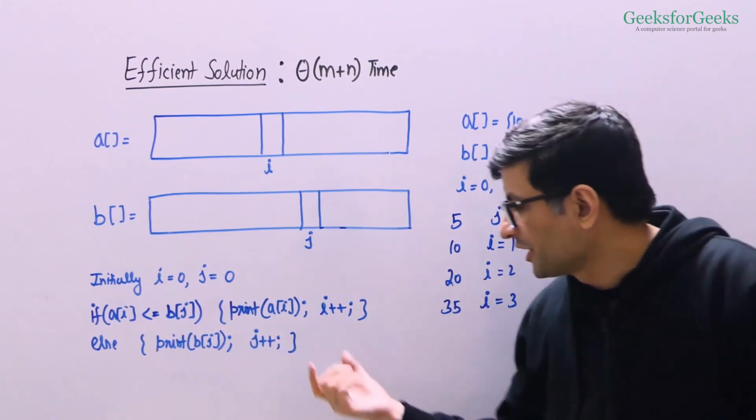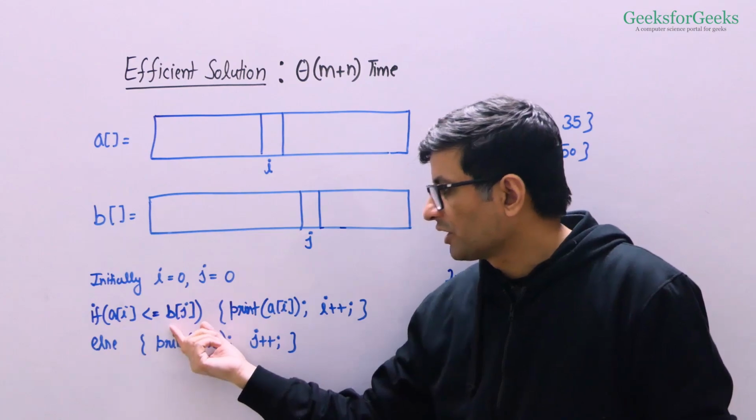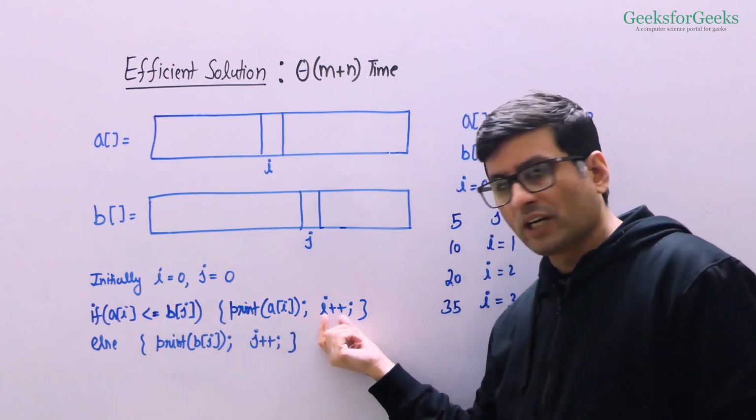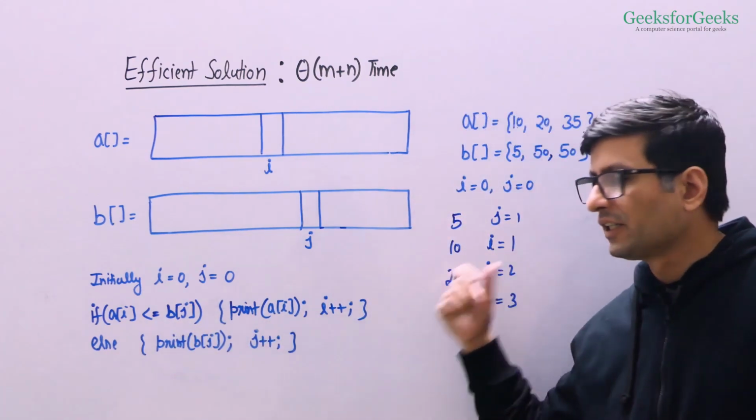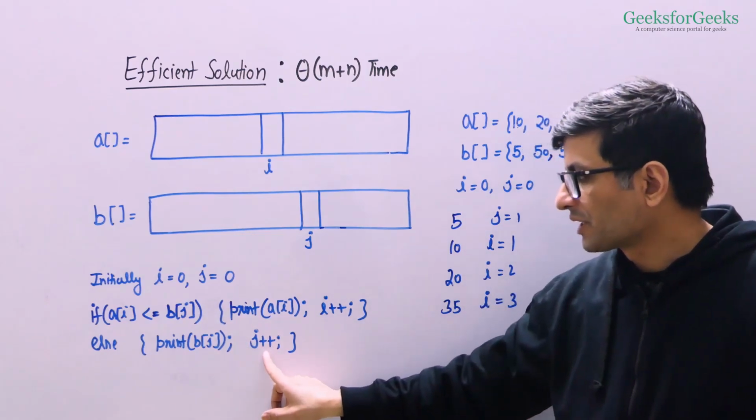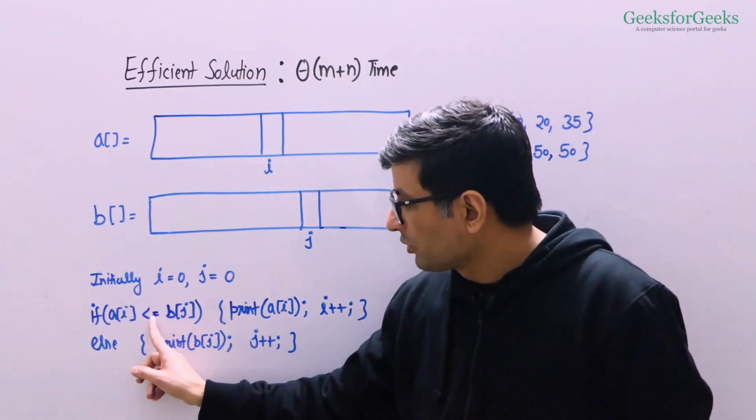So I've written the statements or expressions when A[i] is smaller than or equal to B[j]. I'll print A[i] and do i++. That's what we did here, right? In this case, we'll print B[j] and do j++. Now, why do we have the equal to sign here?